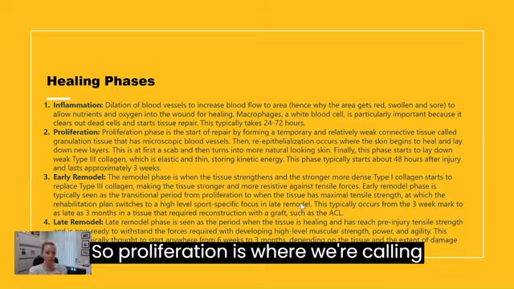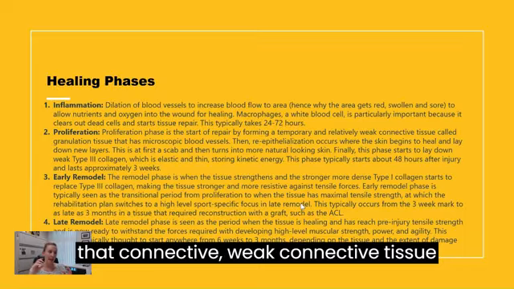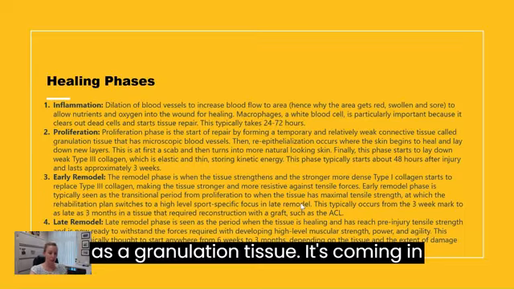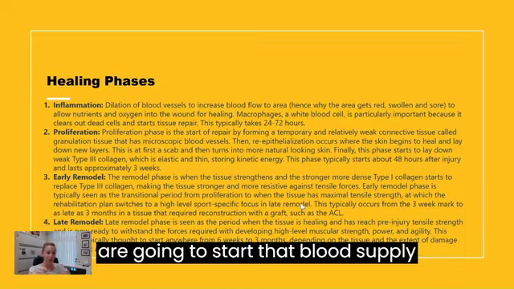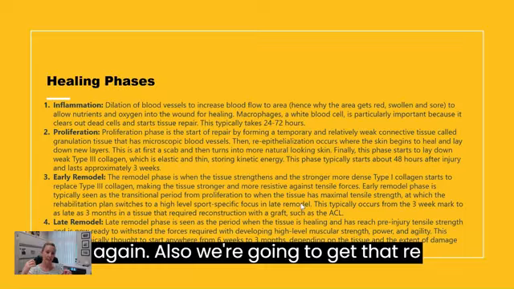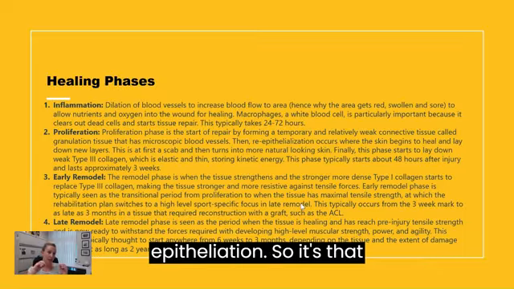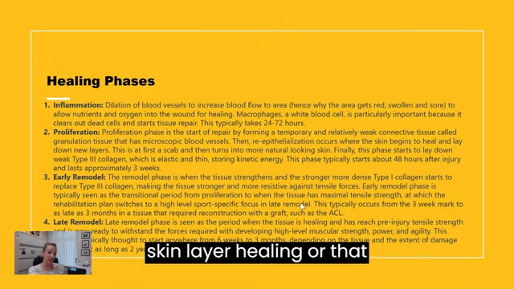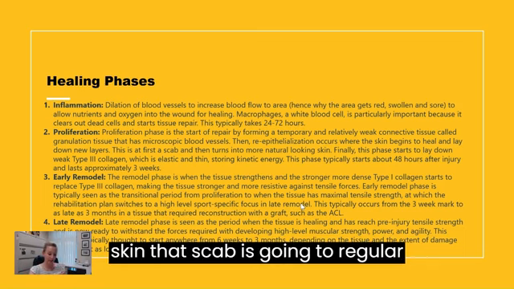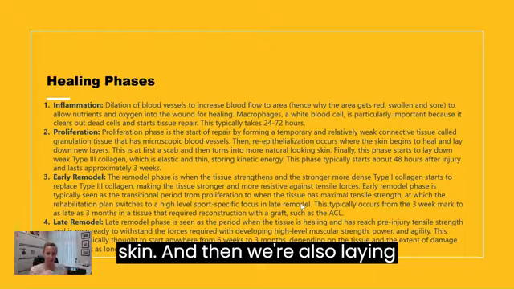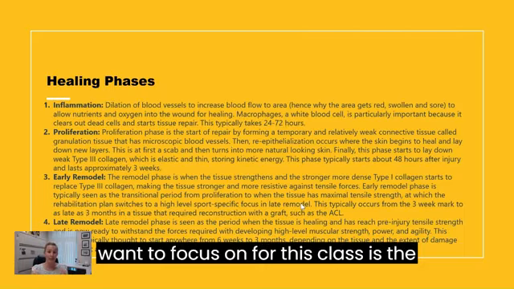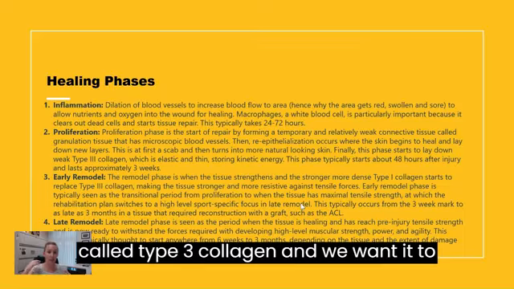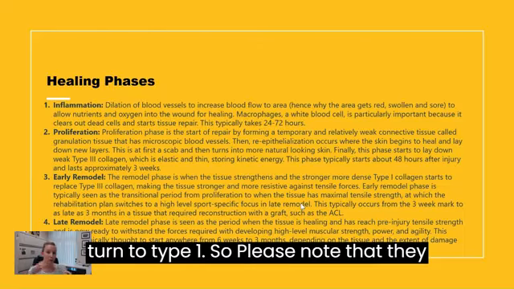So proliferation is where we're calling that weak connective tissue the granulation tissue. It's coming in also as microscopic blood vessels that are going to start that blood supply again. Also, we're going to get that re-epithelialization. So it's that skin layer healing, or that scab is going to regular skin. And then we're also laying down different things, but what I really want to focus on for this class is the collagen. So it's laying down what's called type 3 collagen, and we want it to turn to type 1.